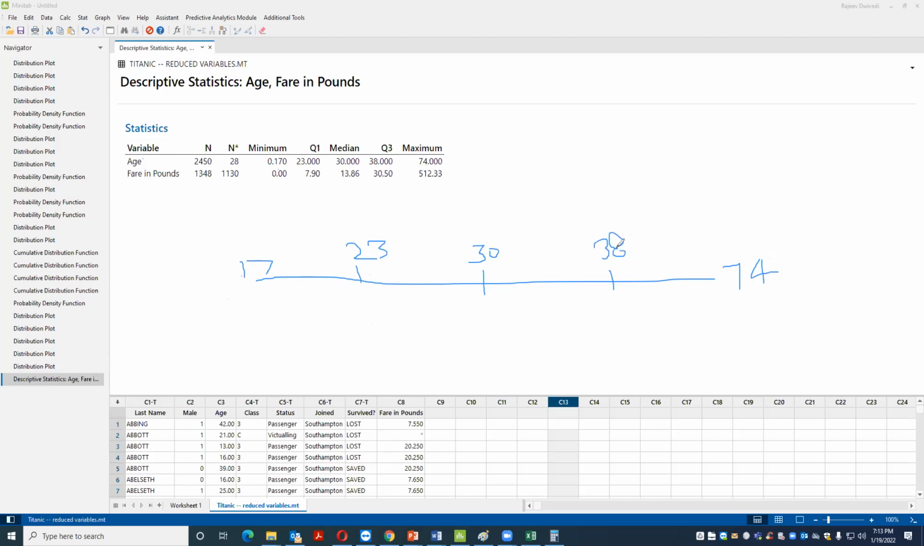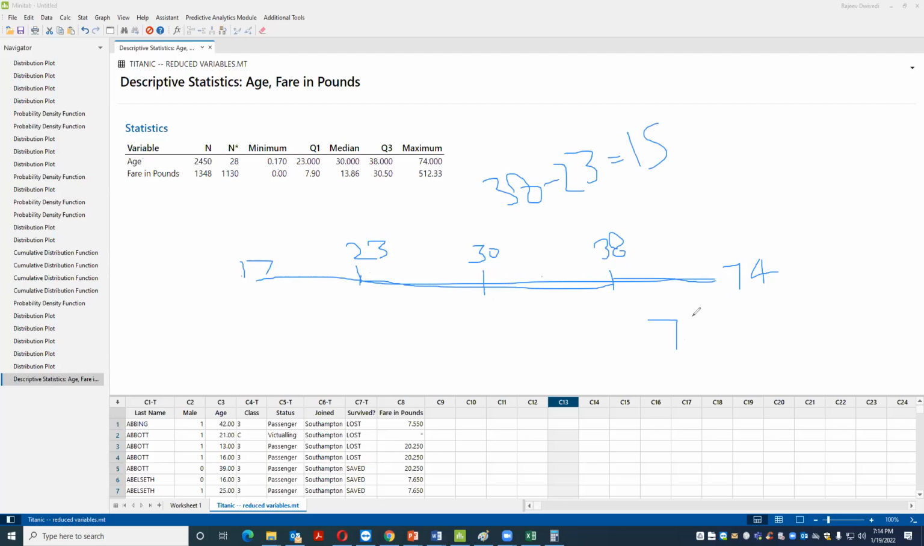Now my question is, what is the top 25%? Basically this has been divided into 4 parts: first 25, second 25, third 25, fourth 25. So 4 quarters. Now my question was, what is the middle 50% range? The middle 50% is also called the interquartile range. 38 minus 23, which is 15.